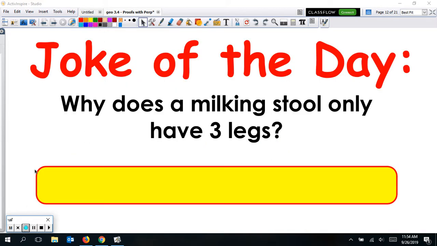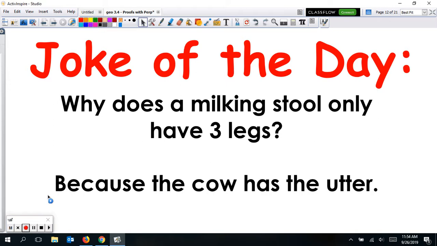All right, so here's our joke of the day. So why does a milking stool only have 3 legs? So it's kind of like been a farm day. We had talked about sheep in the cartoon here. Now we're talking about milking a cow. So why does a milking stool only have 3 legs? Because the cow has the udder. I love that one.